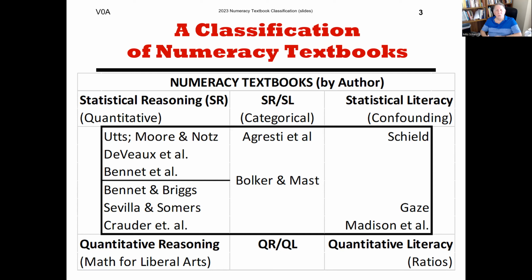But most students taking statistics aren't going to see quantitative data. They see categorical data. And so I see Agresti et al. as closer to a literacy approach than the quantitative books. One that nicely incorporates strands from all four areas is the Bolker and Mast textbook. I think this one needs to be featured more highly.